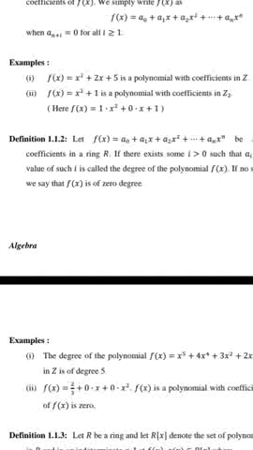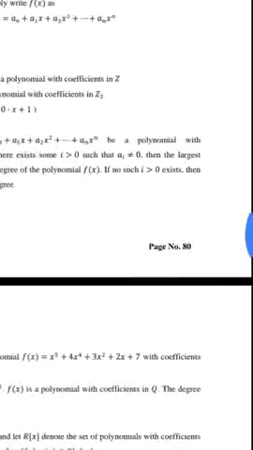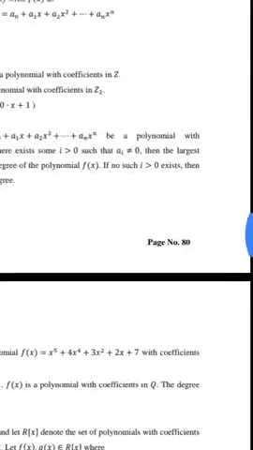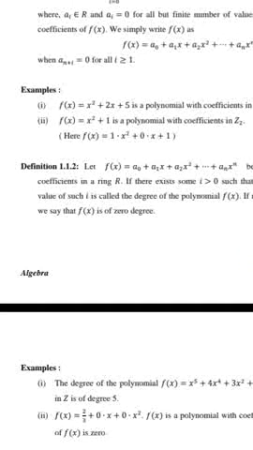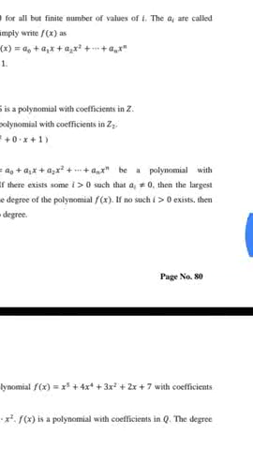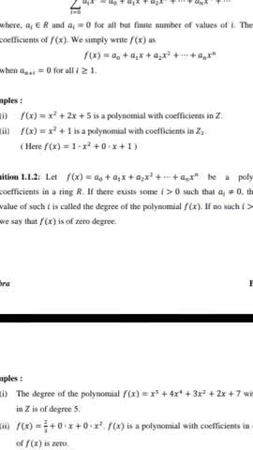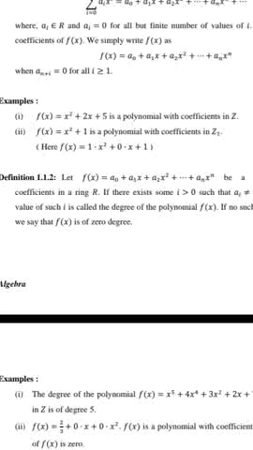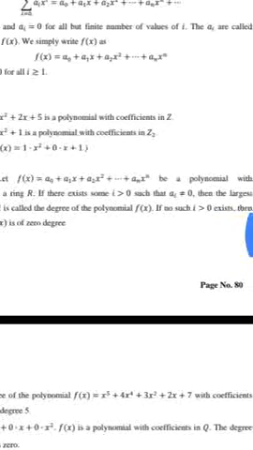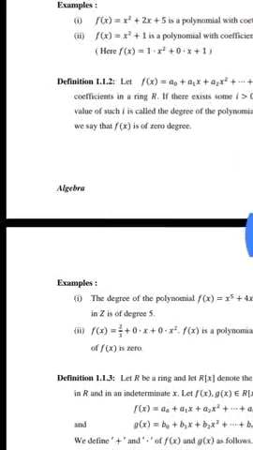Next definition. Let f(x) equal to a0 plus a1x plus a2x² plus ... plus an x^n be a polynomial with coefficients in a ring R. If there exists some i greater than 0 such that a_i is not equal to 0, then the largest value of such i is called the degree of the polynomial f(x). If no such i greater than 0 exists, then we say that f(x) is of degree 0.